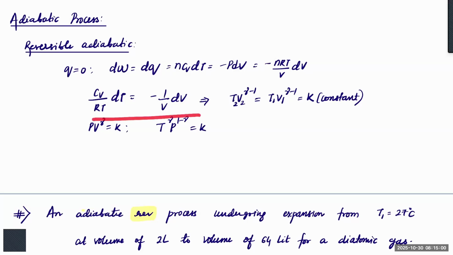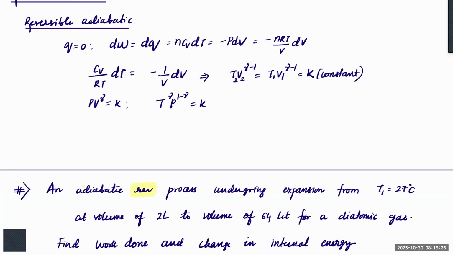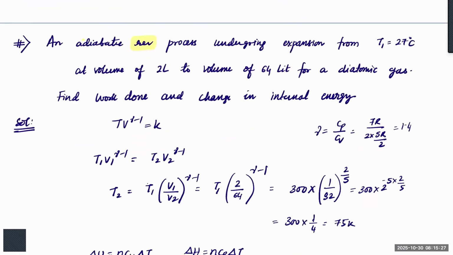Now, integrate them on both sides. So you will get T2 V2 power gamma minus 1 is equal to T1 V1 power gamma minus 1, which is equal to constant. Similarly, PV raised to power gamma is constant. T raised to power gamma into P raised to power 1 minus gamma is constant. These equations are only valid for reversible adiabatic. So this is how it should be mentioned.